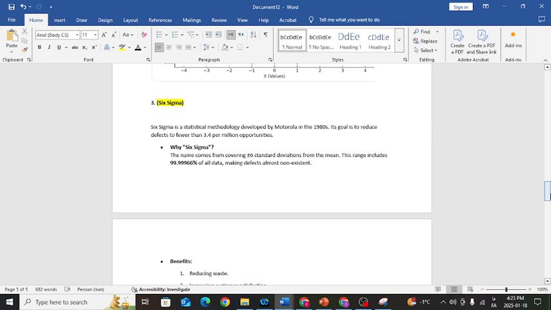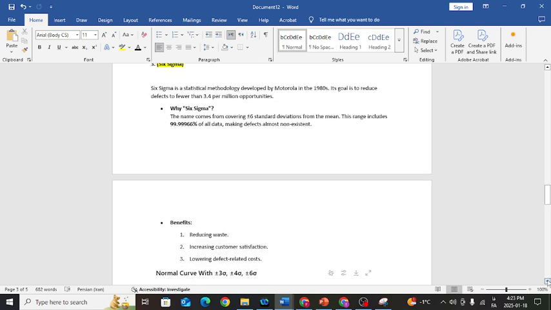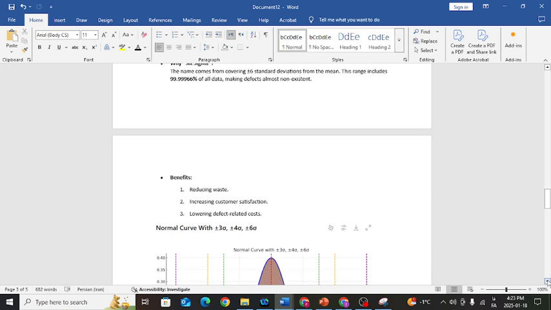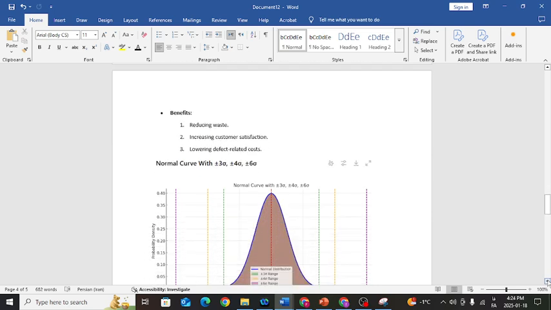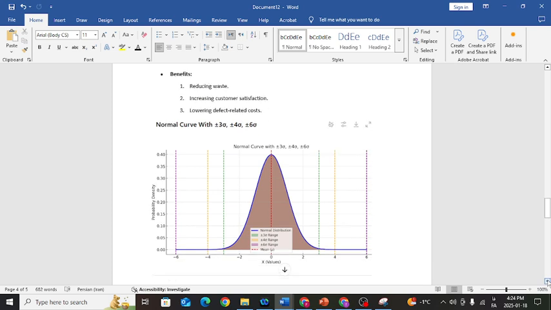So this range includes 99.99966% of all data, making defects almost non-existent. The benefit of Six Sigma is reducing waste, increasing customer satisfaction, and lowering defect-related costs. It is very important that you know Six Sigma in operation management. This is showing you the Six Sigma curve.